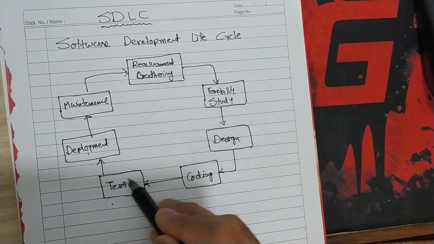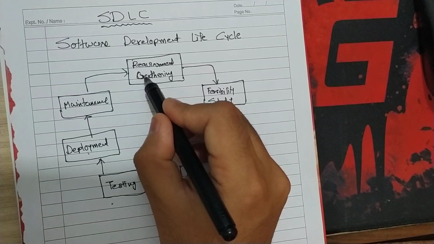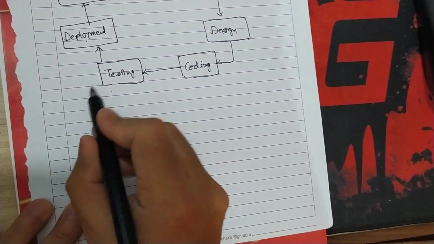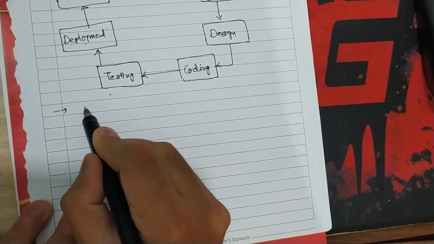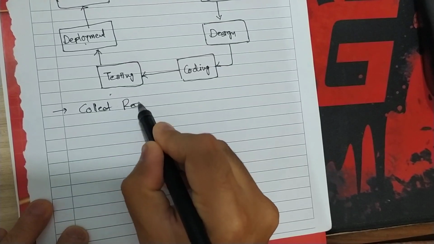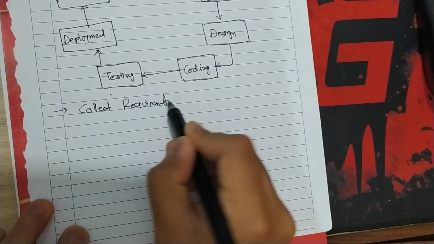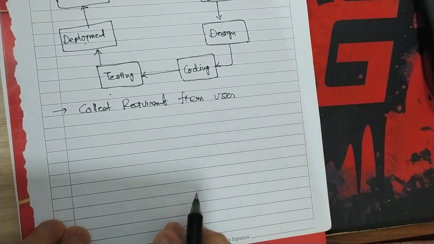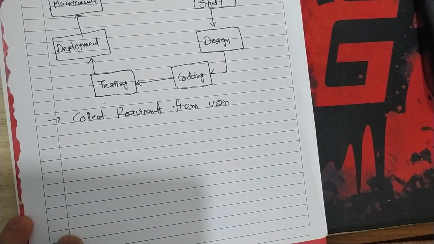Now let's see the phases one by one. The first phase is requirement gathering. Requirement gathering means to collect requirements from the user. Whenever we want to develop software, first what we need is the requirement of the user. What does the user want to develop, or what functionality does the user want.